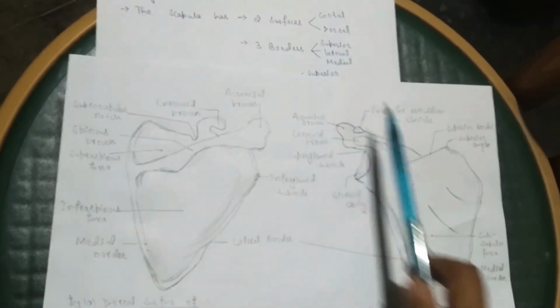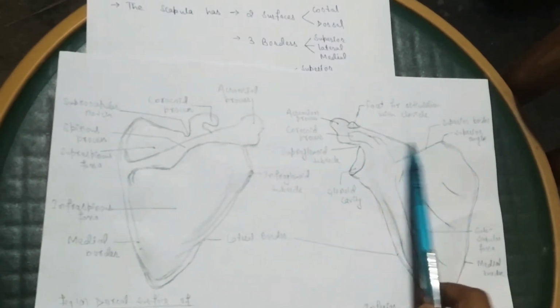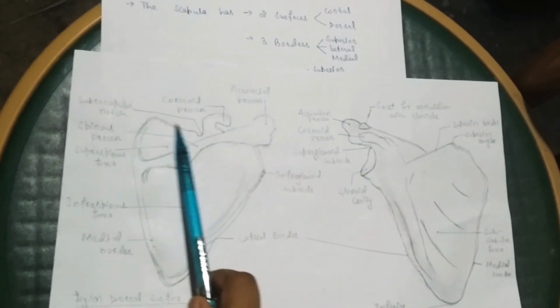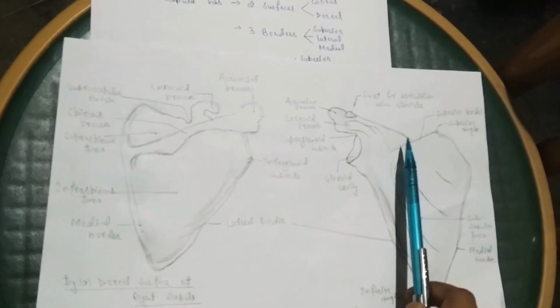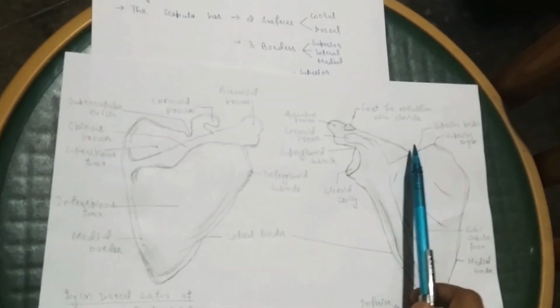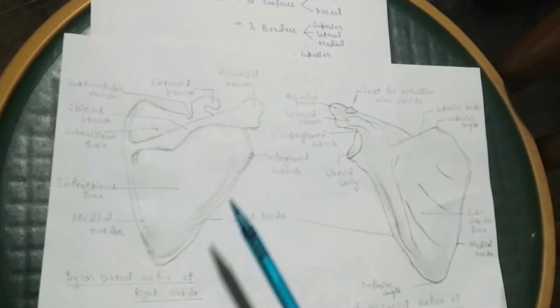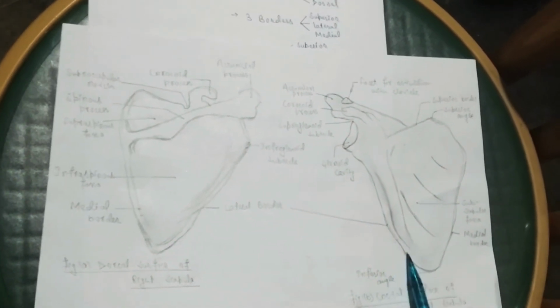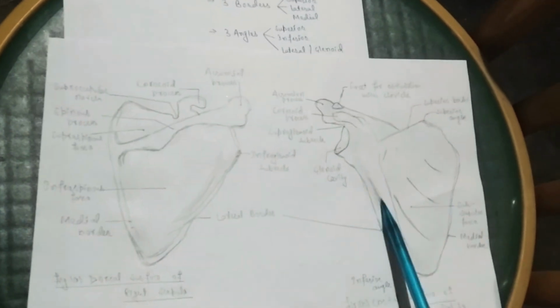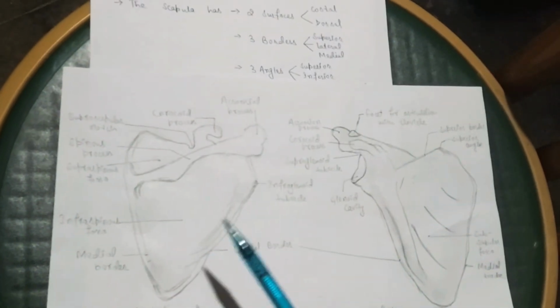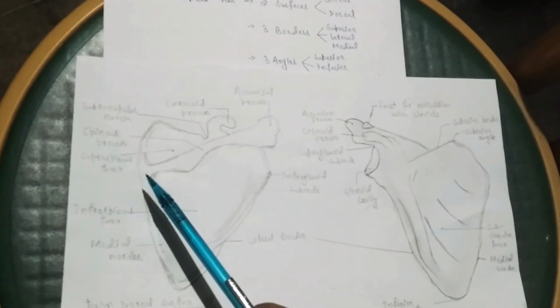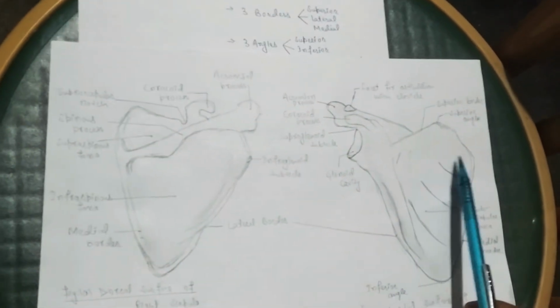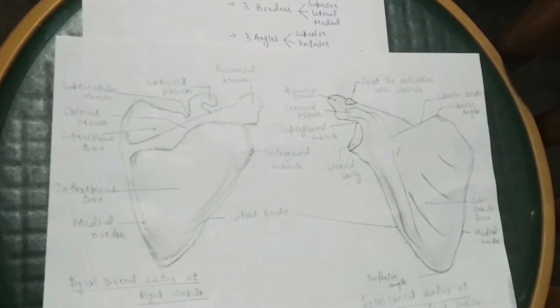Superior border, this is the upper border, also known as the superior border. In this diagram, this is the superior border. And the lateral border, in this diagram, this is the lateral border. This part is present on the lateral side in our body. And after that, the medial border. So this is the medial border, and in this diagram, this is the medial border.